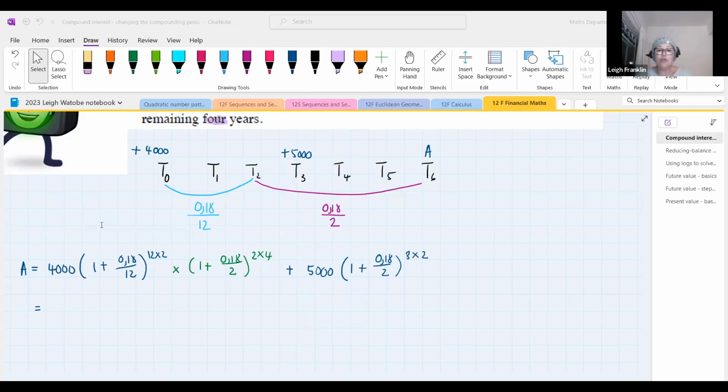Okay, well, you see, you don't need to do that. You don't need to work out the gap between T2 and T3 because the money isn't just in there for 1 year. It's going to be in there for another 4 years.